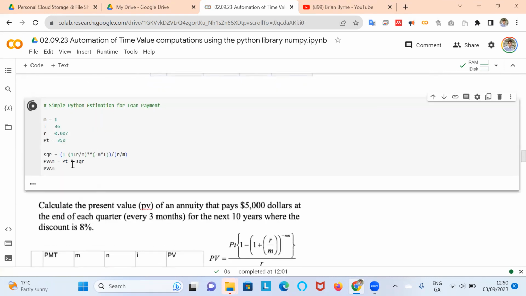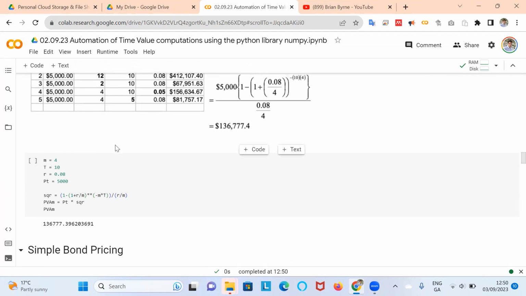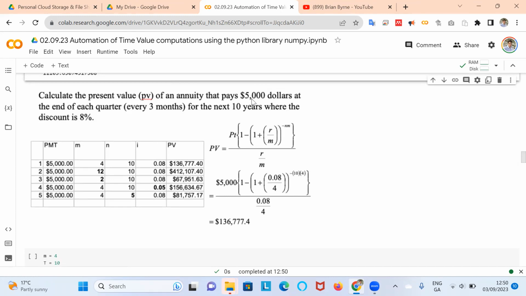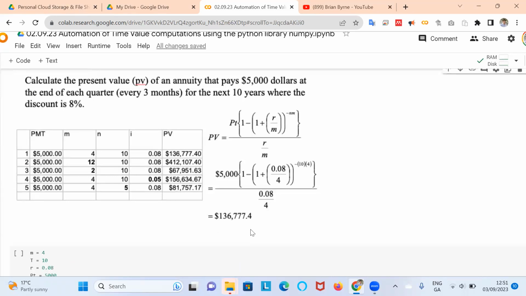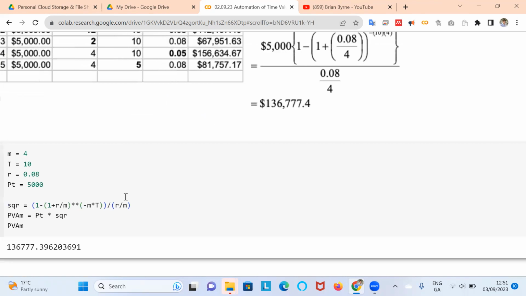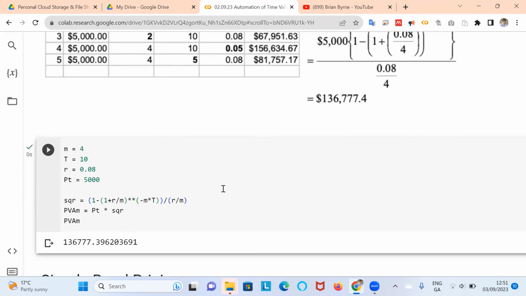Now we can implement that in Python. It's sort of a manual estimation that we set up here, and we can automate. Again, another example: calculate the present value of an annuity that pays $5,000 at the end of each quarter, every 3 months, for the next 10 years, where the discount rate is 8%. So slightly different situation where it's a quarterly payment, so 4 times a year. And in this instance, we introduce M like before. And so we're looking at $5,000 at the end of each quarter for the next 10 years. In present value terms, that's equal to $136,777.